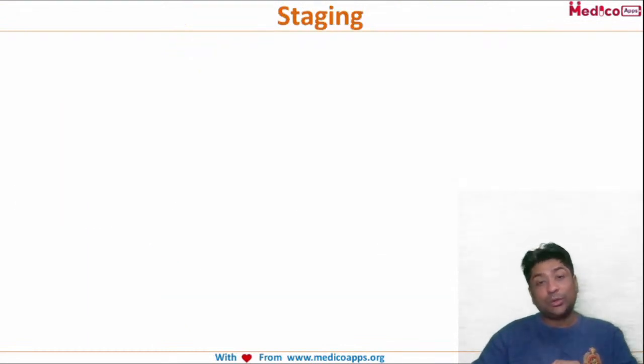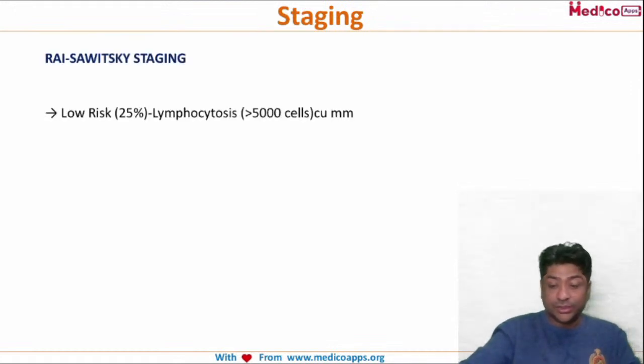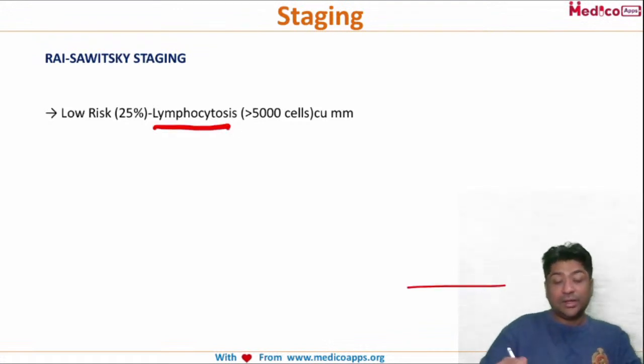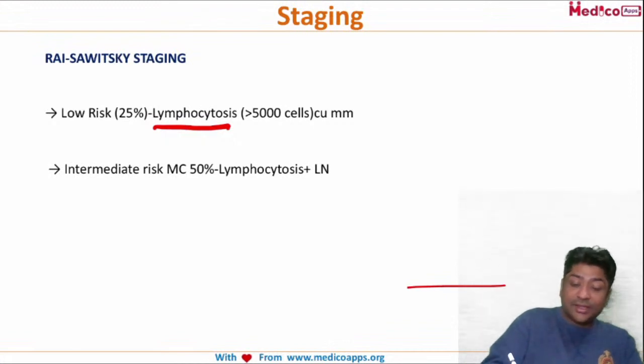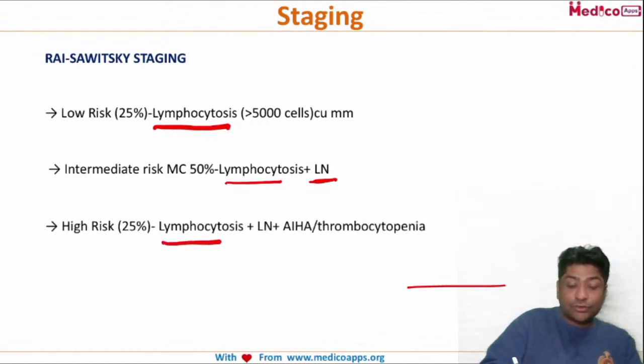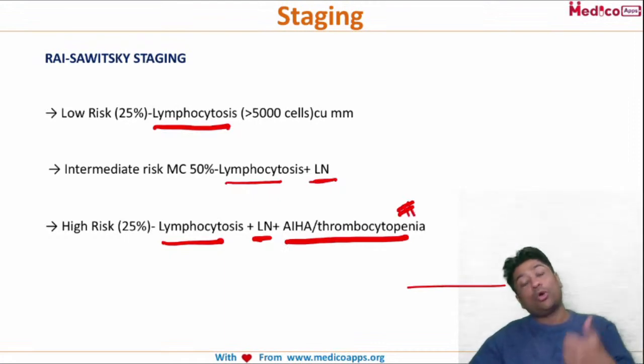Let's talk about staging. There are two important stagings which are important for CLL. One is Rai-Sawatsky staging, also called as Rye-Sawatsky staging, and second is Binet classification. So both are very simple basically. Okay, so let's talk about Rye-Sawatsky staging. So here, in this staging basically we classify patient in low, intermediate and high. Low is when there is only lymphocytosis present. Okay, intermediate is when there is lymphocytosis as well as lymph node enlargement, and the high risk is when there is lymphocytosis, lymph node enlargement, and you have the autoimmune hemolytic anemia or autoimmune thrombocytopenia.